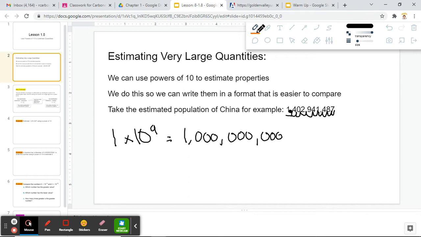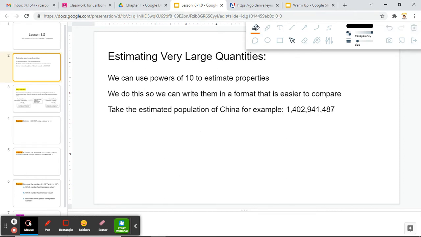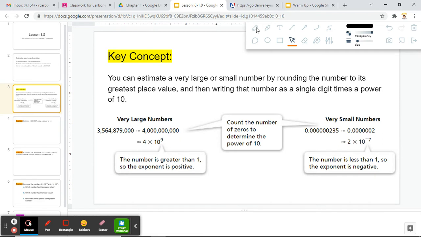So we can use powers of 10 to estimate quantities. It's especially simple when they are larger quantities because you simply need to count the number of digit spaces. Here there were 9. Then multiply the first digit, in this case a 1, by 10 to the 9th, since there are 9 digit places. Okay, so for our key concept today, you can estimate a very large or very small number by rounding the number to its greatest place value and then writing that number as a single digit times a power of 10.